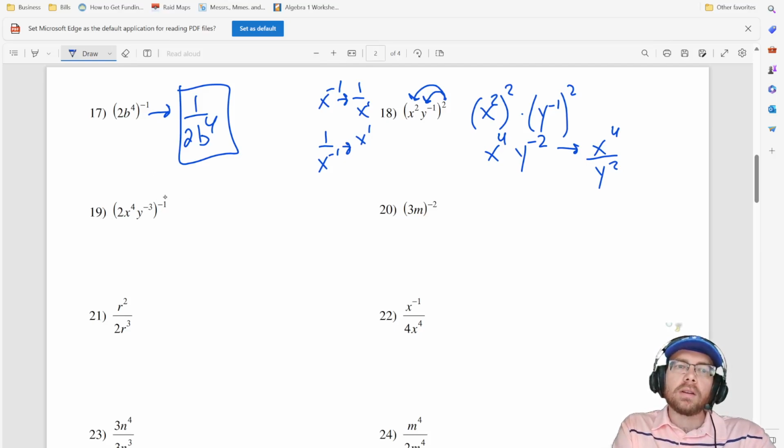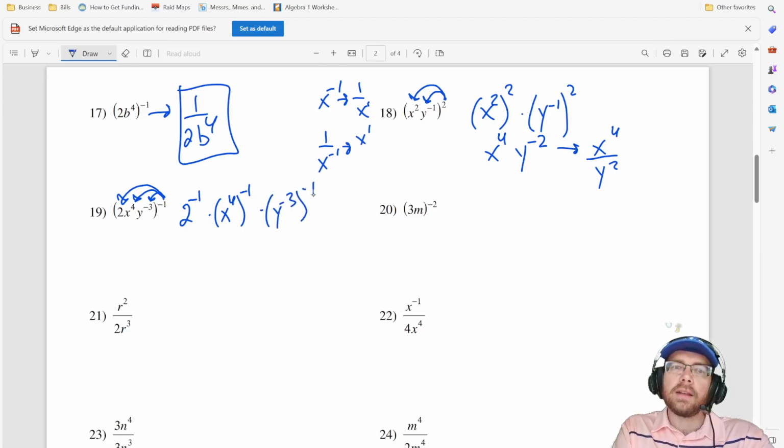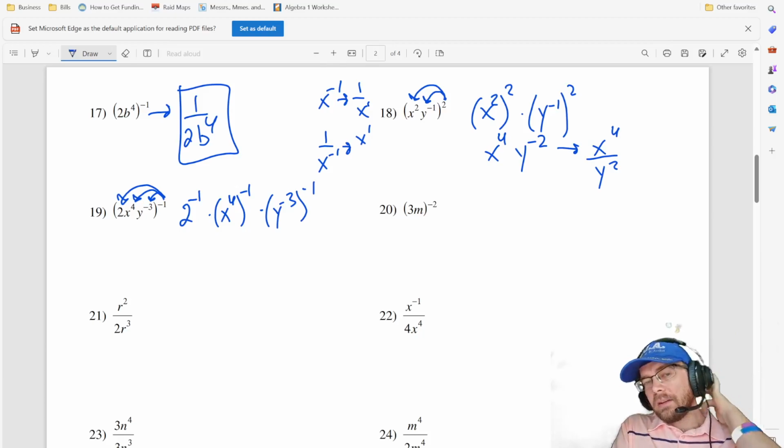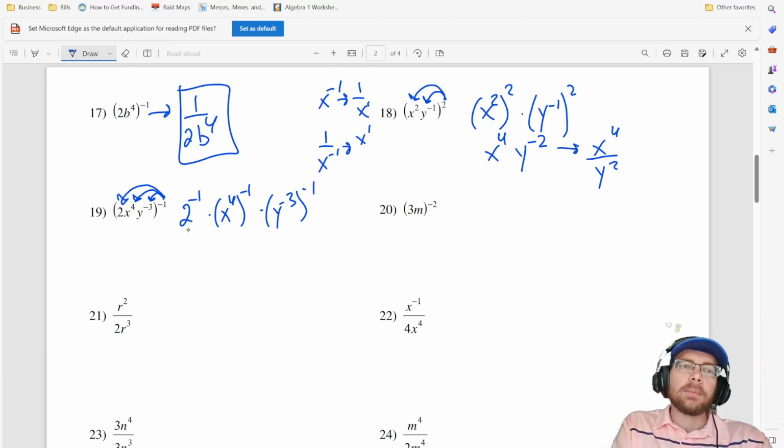So this would be like that. We're going to distribute it. So it's 2 to the negative 1 times x to the 4th to the negative 1 times y to the negative 3rd to the negative 1. Power to a power you multiply. Or in this case, 2 to the negative 1 power, that's going to be just flipped, because I don't need to do anything with that really. So that's going to be just 1 over 2.